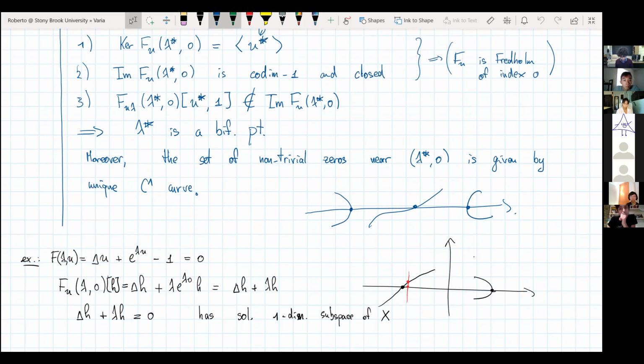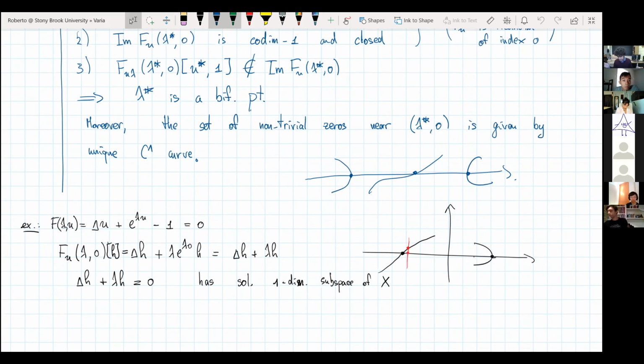And so the entire thing I want to say is that you can reduce the study of nonlinear equations, at least some properties of them, to the study of the same properties of the linearization, changing your parameter a bit.